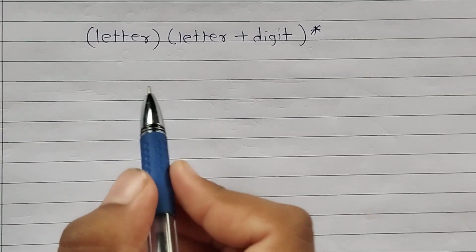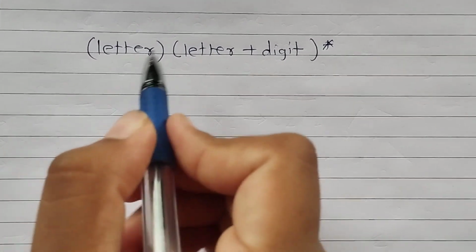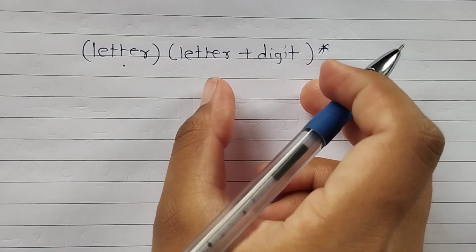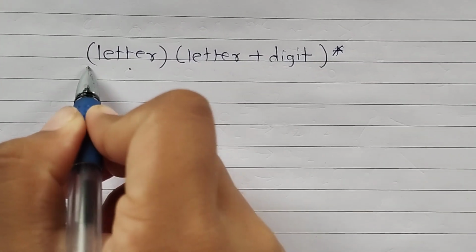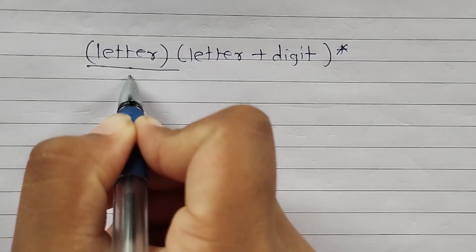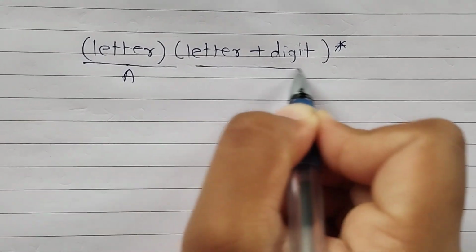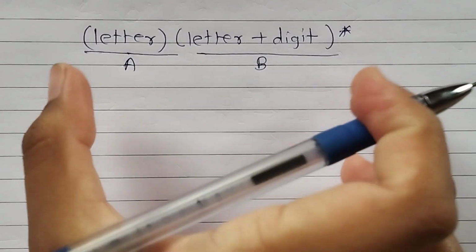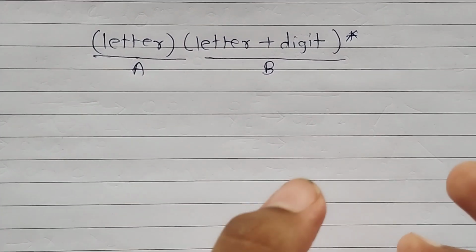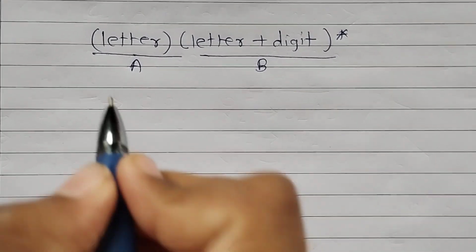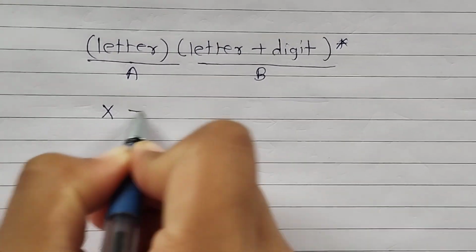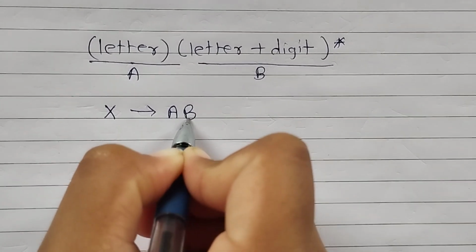Now this is one more example: a letter, and a letter plus digit. So let's suppose we consider one variable for this A, one variable for this bracket B, and from this A and B we form our production. So let's suppose my X reads this combination of AB.